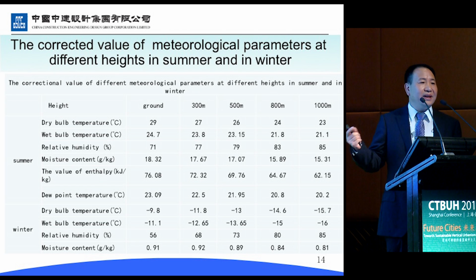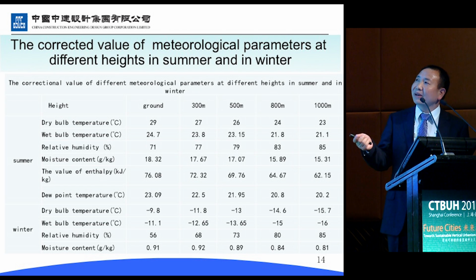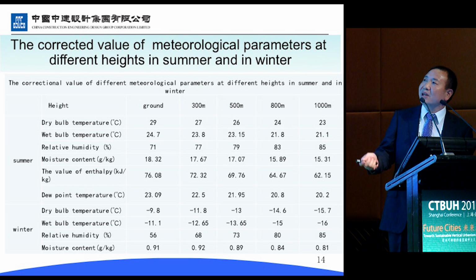Due to the effects of the ground radiation and the sea breeze, air temperature and humidity near the ground are relatively largely affected by the terrain and the different types of ground radiation. The temperature changes significantly at different time periods during a day. Now, this is the corrected value of the meteorological parameters at different heights in summer and winter.